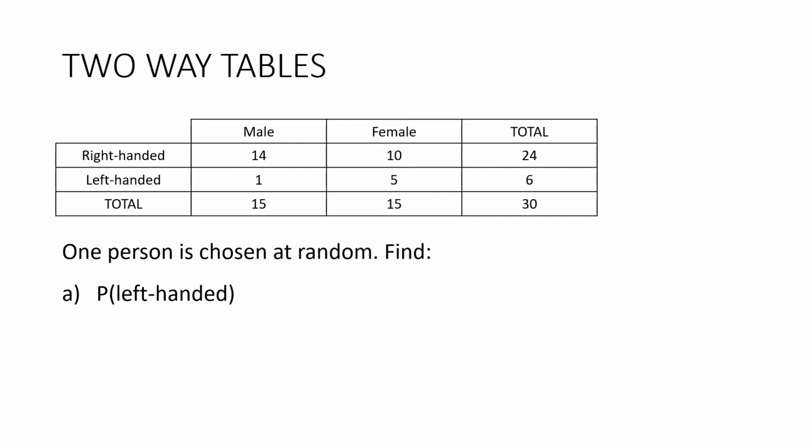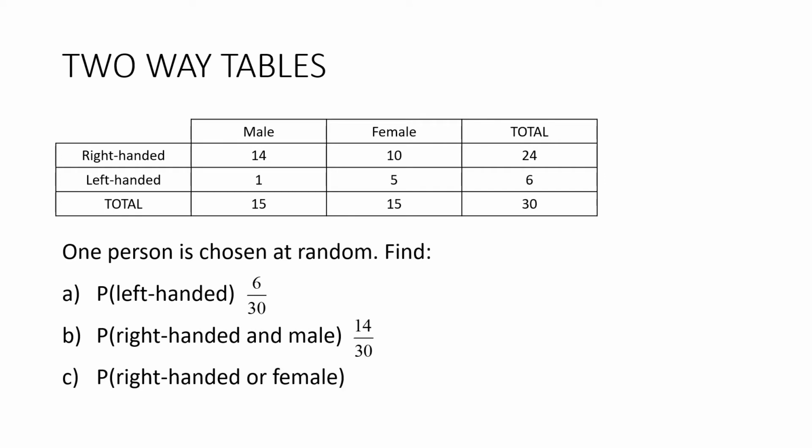We can also answer probability questions from a two-way table. One person is chosen at random. Find the probability that they are left-handed. So we want all of these people here. There's a total of 6 out of 30, and we just write that as a fraction. Probability that they are right-handed and male. So here's the right-handed males. There's 14 of them out of 30.